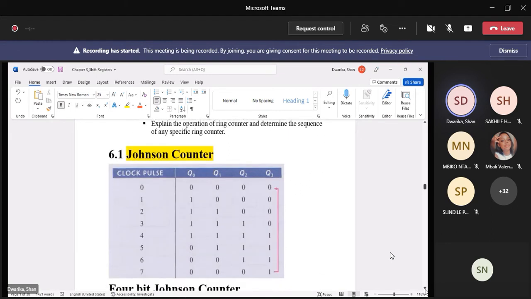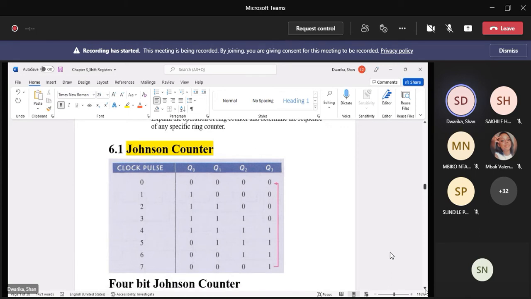Okay, so there's a Johnson counter truth table. What we have here is 4 bits of information, and the occurrence of the clock pulses from 0 to 7. And you can see that each time the clock pulse is applied, a 1 is shifted into Q0, and that successively shifts to the right in that fashion, right? And you can see the sequence of those ones that are going in there, okay?